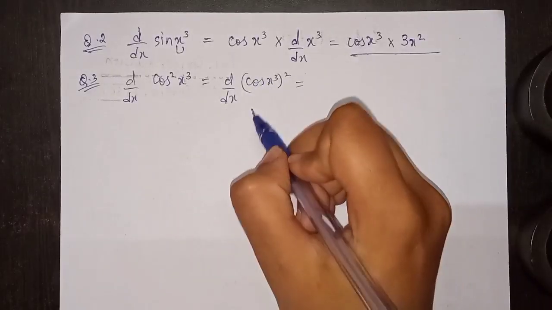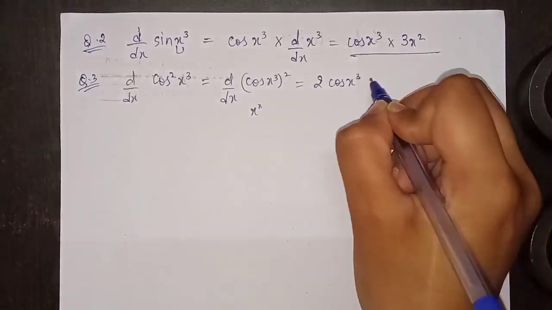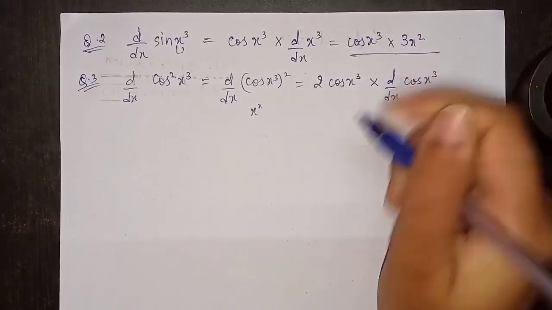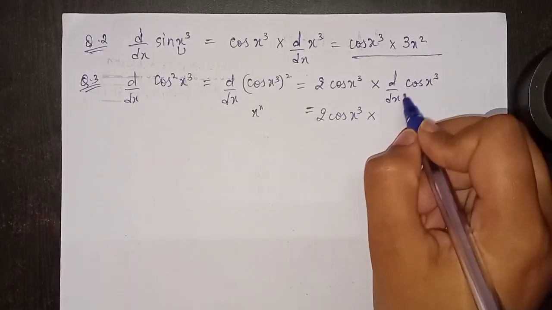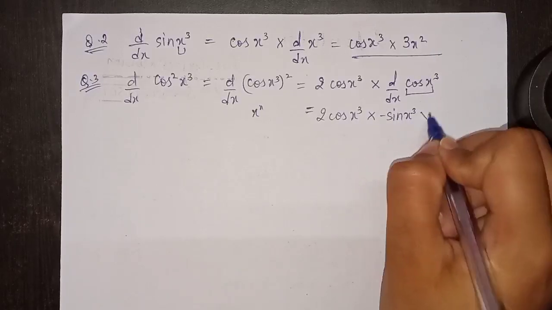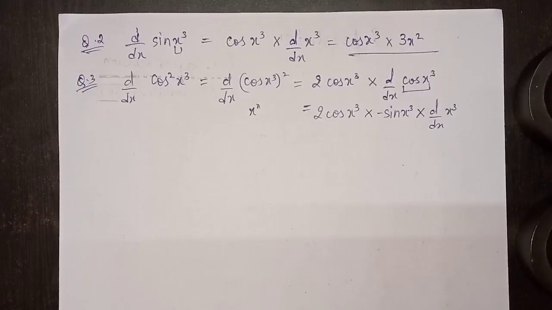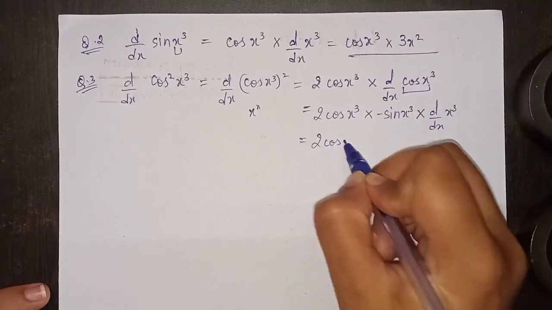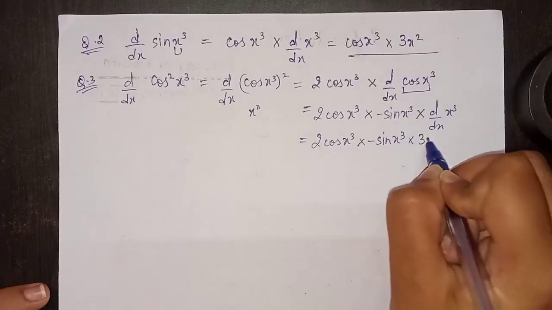Applying the x to the power n formula, this will be 2 cos x³ into d by dx of cos x³. This will be 2 cos x³ multiplied by, now d by dx of cos x³ will be minus sin x³ multiplied by d by dx of x³. You can see that we have applied the chain rule 3 times. 2 cos x³ multiplied by minus sin x³ multiplied by 3x² is the answer.